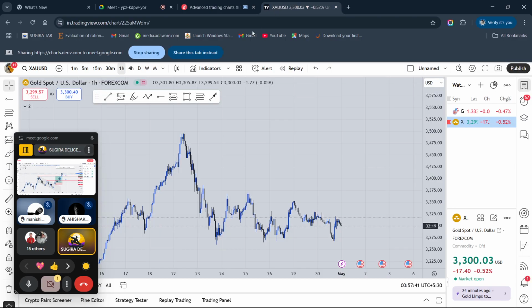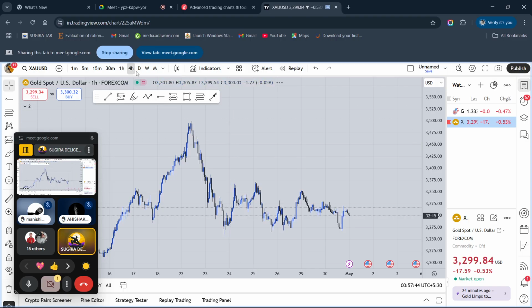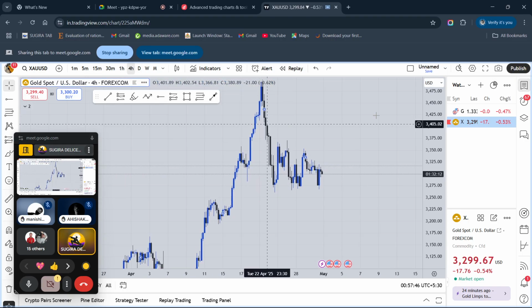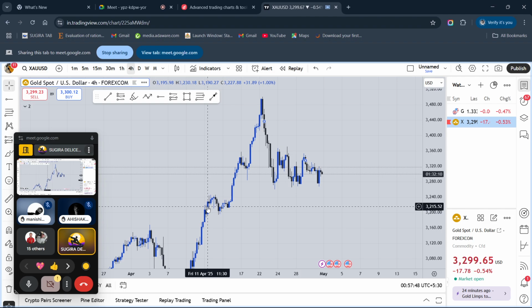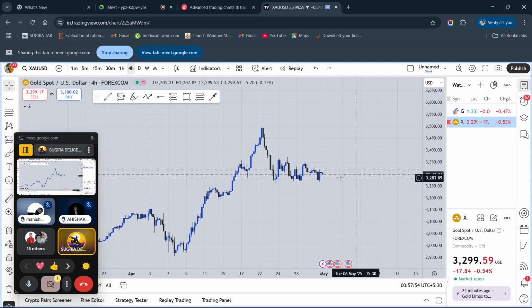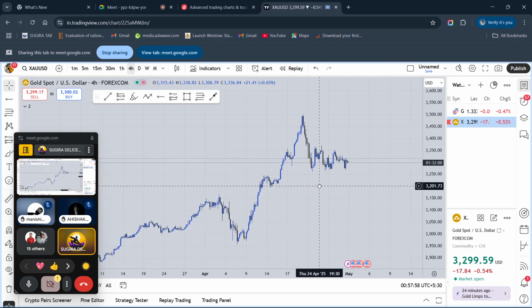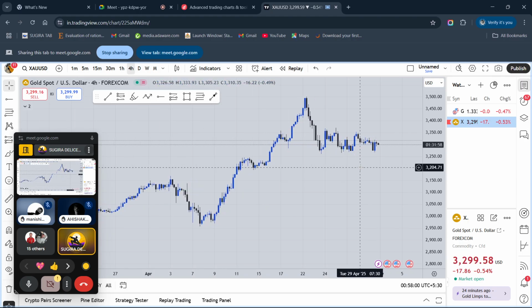Okay, my point. So let's dive into the chart. Let's analyze. For my strategy, you just need to first of all go on the higher time frame and get to know what is the market structure present in the market. What are the points of interest present in the market?